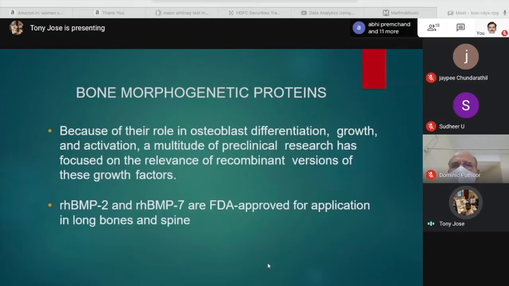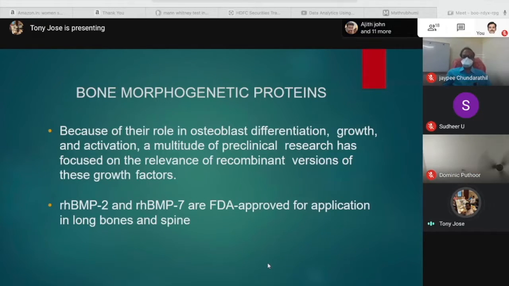Because of their role in osteoblast differentiation, growth, and activation, a multitude of preclinical research has focused on the relevance of recombinant versions of this growth factor. Recombinant bone morphogenic protein 2 and BMP7 are FDA approved for application in long bones and spines.